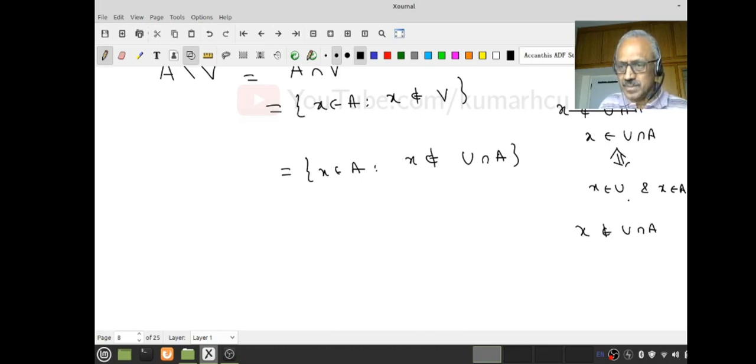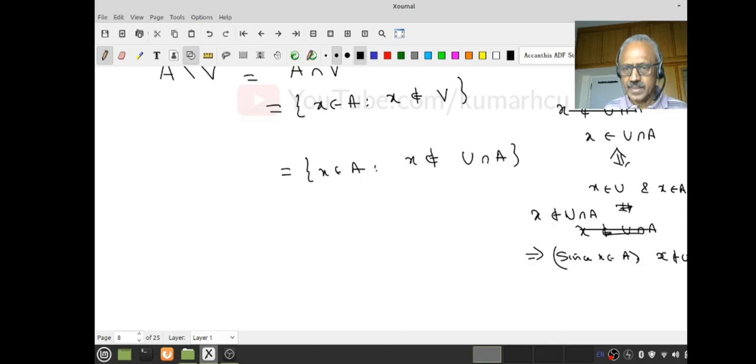Do you understand? This implies, since X is already in A, X is not in U intersection A implies X is not in U. Do all of you agree with that? X is in U and X is in A, therefore if X is not in U intersection A, X is not in U or X is not in A, but X not in A cannot happen. Therefore, the only thing which can happen is X is not in U. Therefore, this is nothing other than X is in A and X is not in U.